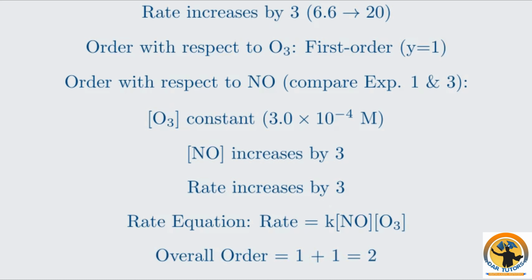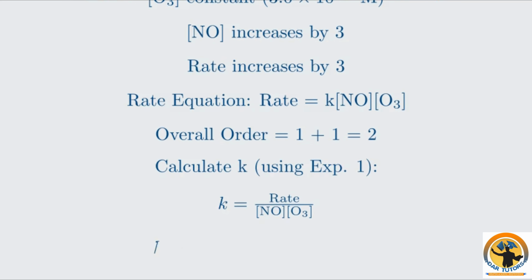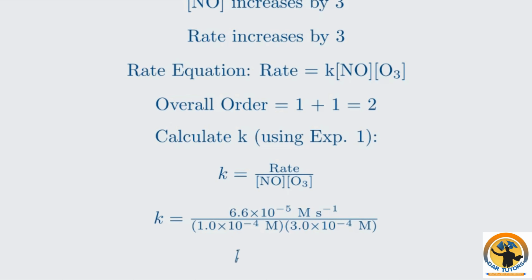Now let's calculate the rate constant, k. We can use the rate equation and the data from any experiment. Let's use experiment 1. Rearranging the rate equation for k, we get k equals rate divided by the concentration of NO times the concentration of O3. Plugging in the values from experiment 1, we get k equals 6.6 times 10 to the negative 5, divided by 1.0 times 10 to the negative 4, times 3.0 times 10 to the negative 4. This calculates to 220.